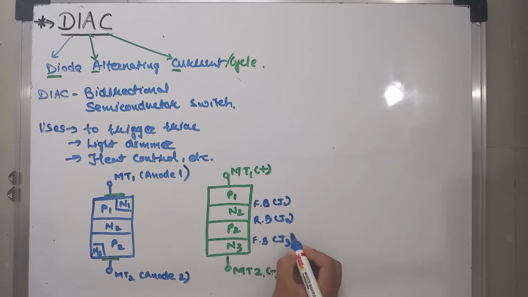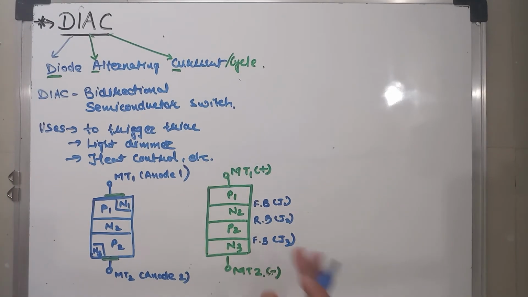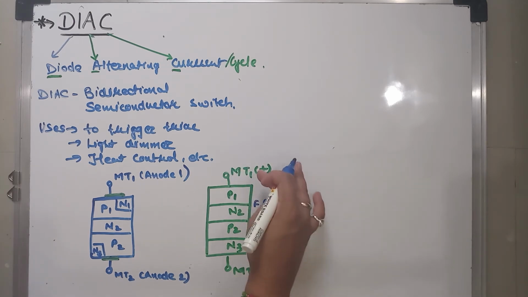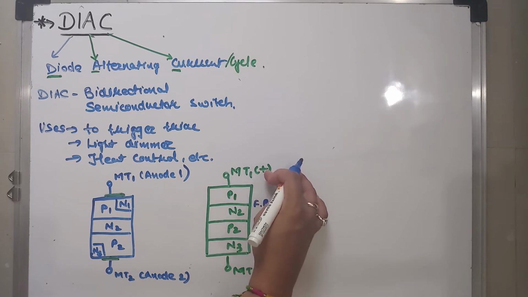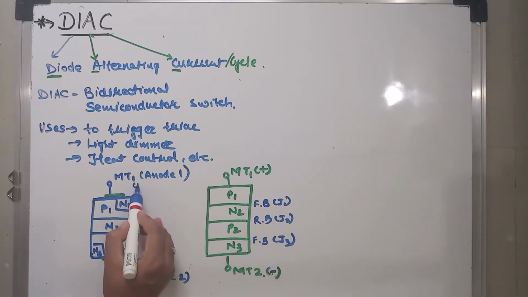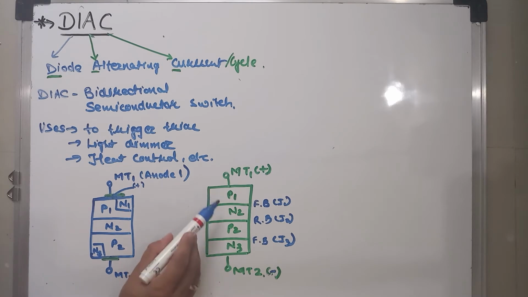Now initially, in the case of an SCR, the anode is made positive with respect to the cathode. Here the terminals are labeled main terminal 1 and main terminal 2. When main terminal 1 is made positive with respect to main terminal 2, what happens? That positive is received by P1, so your P1 layer is activated. So P1, N2, P2 and N3 are there, exactly similar to the SCR.